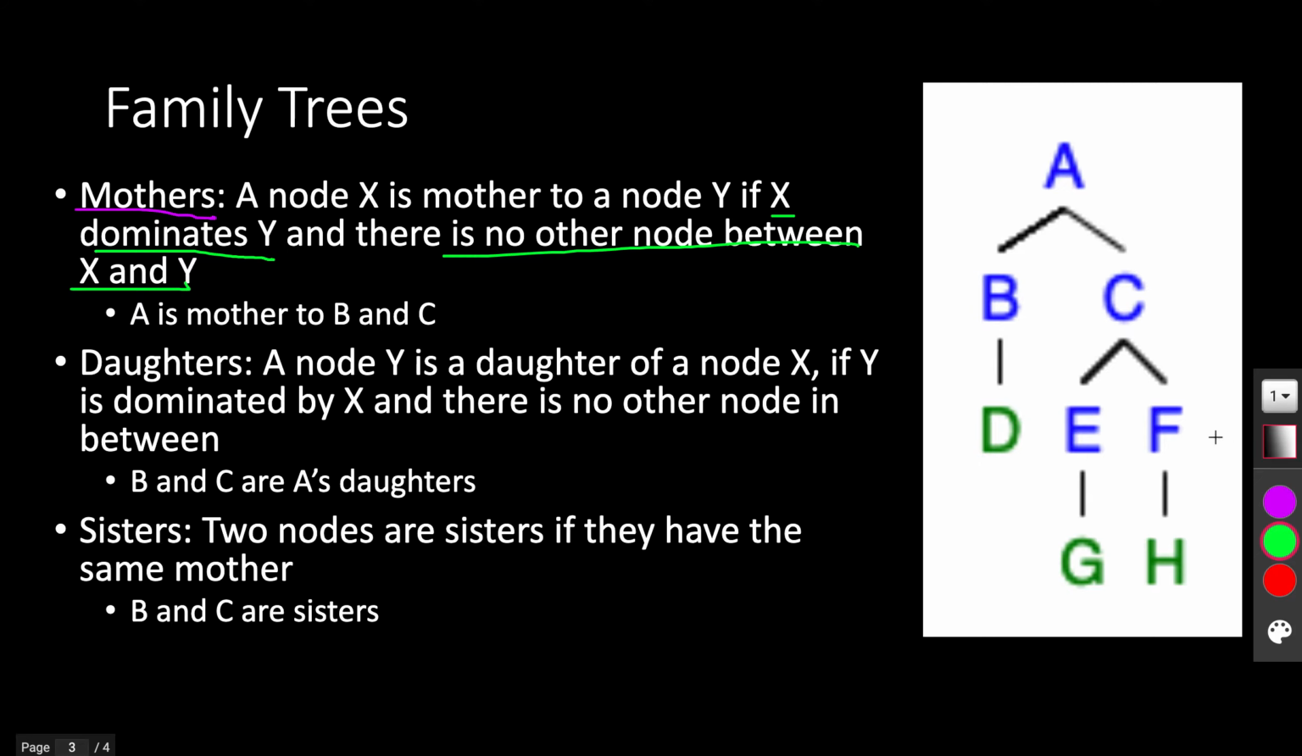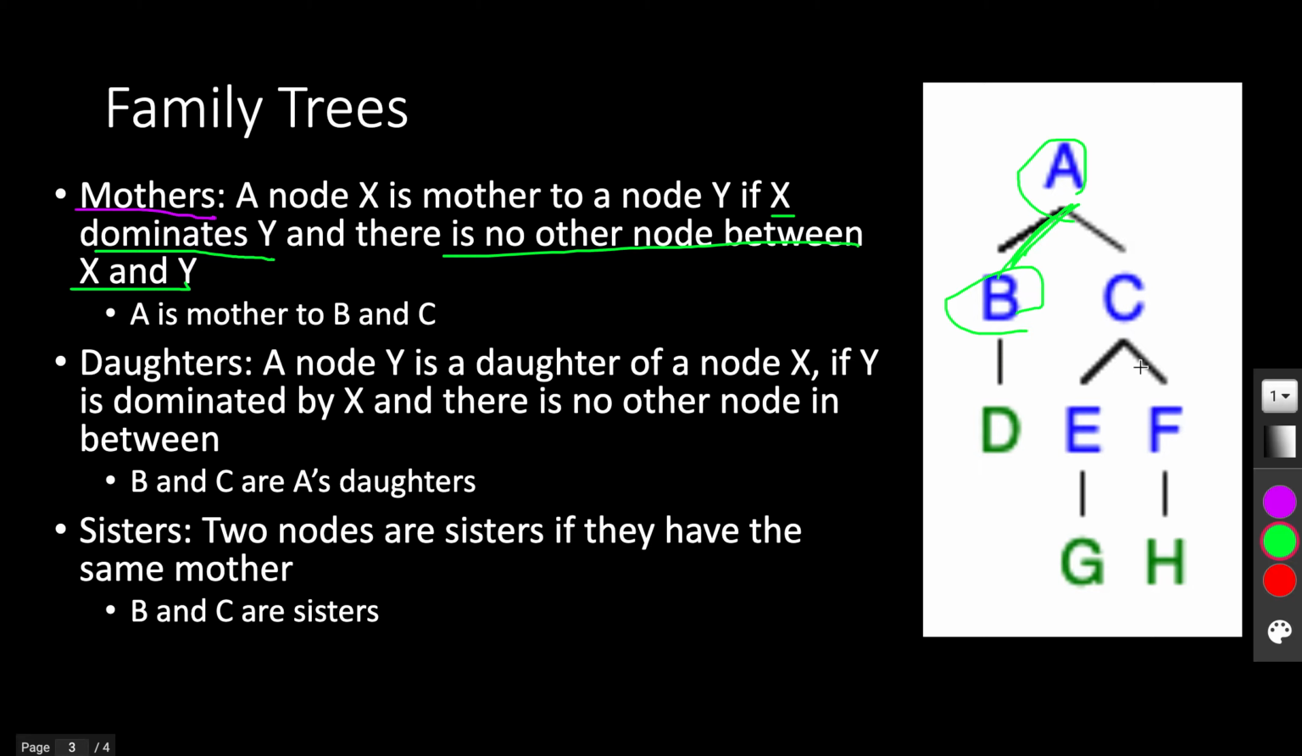So now I think it's helpful to look at the tree here. If we substitute A in for X and B in for Y, we can see that A dominates B, and there's no other node intervening between A and B, right? The branch goes straight from A to B.